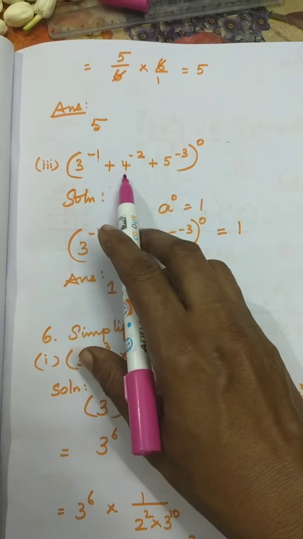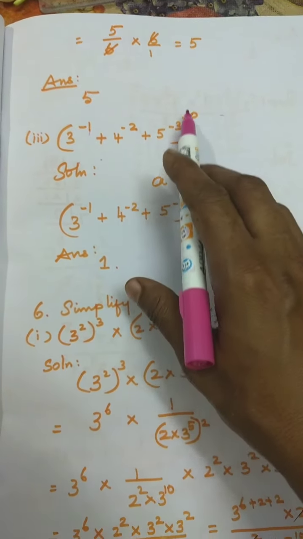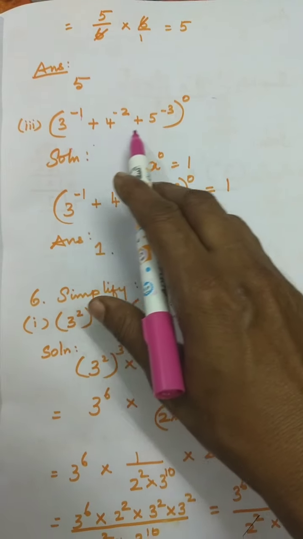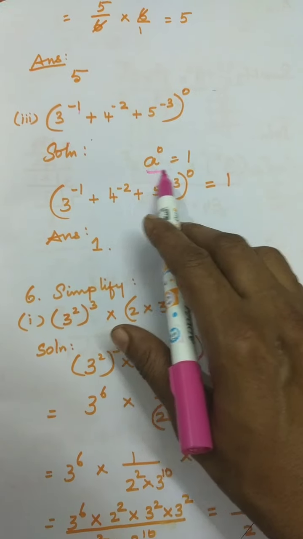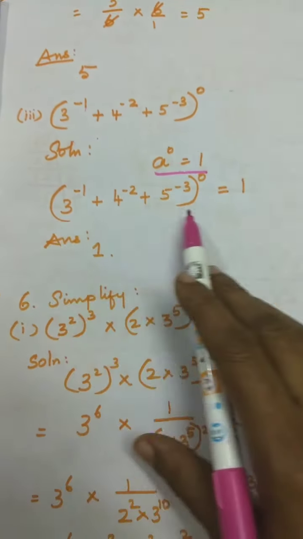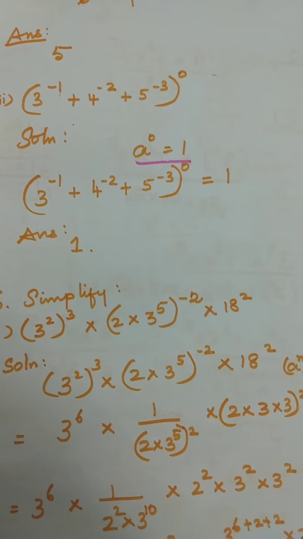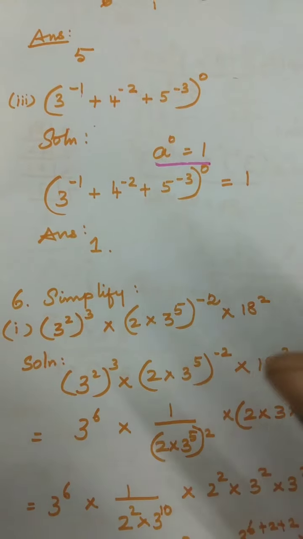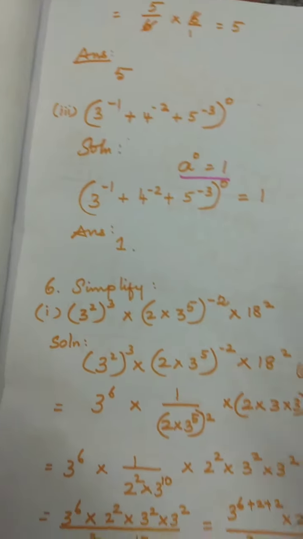Then third sum. 3 power minus 1 plus 4 power minus 2 plus 5 power minus 3 the whole power 0. So here, whole power 0 means we have the formula a power 0 is equal to 1. So we need not solve this. Any number power 0 will become 1. So the answer is 1.